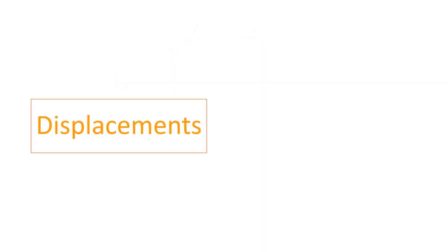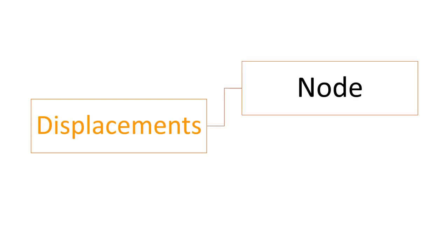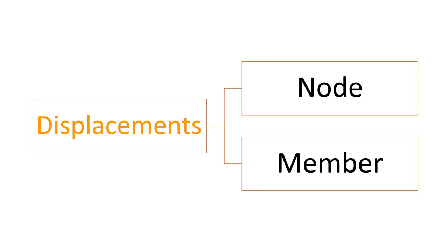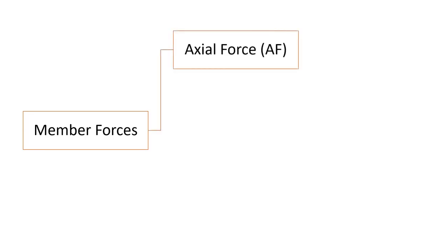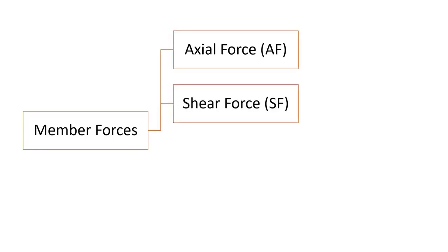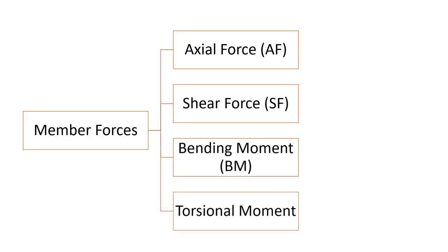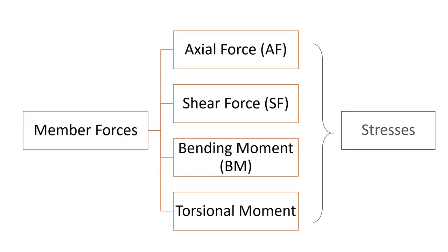The second output which we need to look forward to is the displacements. The displacements can be of the node or of the member itself. The next is the member forces those inputs have produced, which consists of axial force, of shear force, of bending moment, and torsional moment. And the effect of these forces are summed up into stresses inside the member.